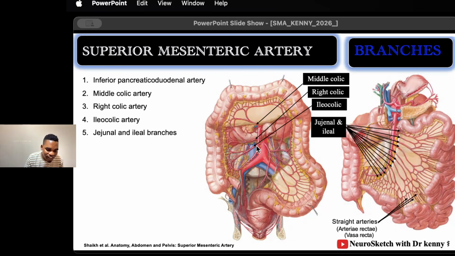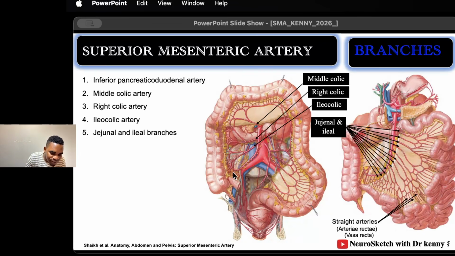Next, we have the iliocolic artery. This is the iliocolic artery, and it has two parts. It has the ileal part and the colic part. The ileal part is going to supply the ileum. The colic part is going to supply the colon. So we have two branches here. This is the colic part. It's going to anastomose with the right colic artery, as we've seen, and then it has the ileal part that's going to supply the terminal parts of the ileum.